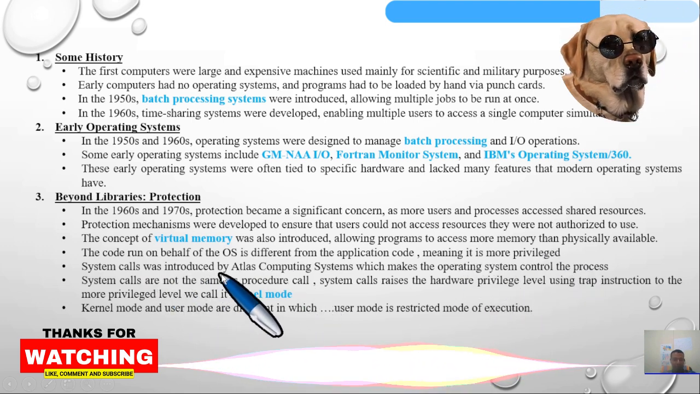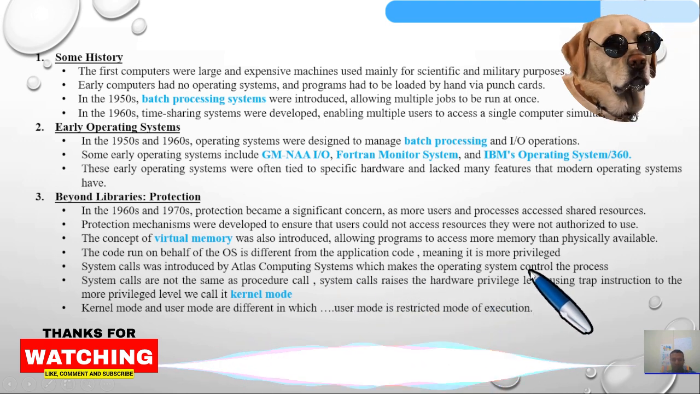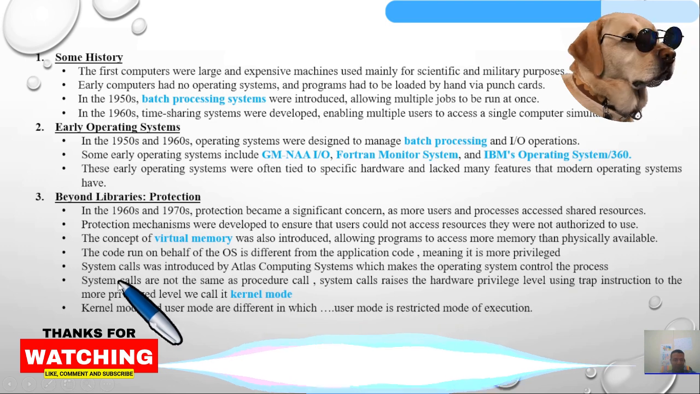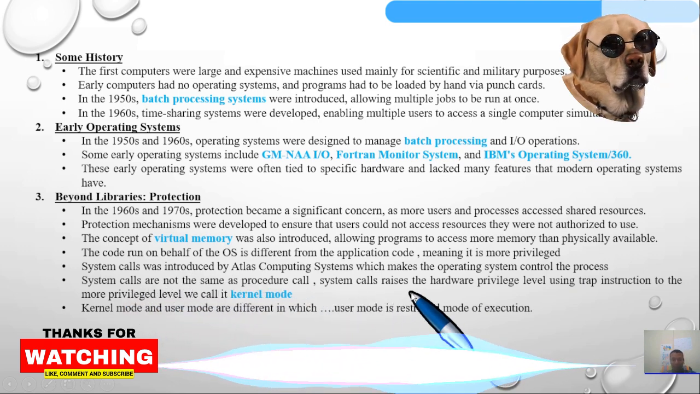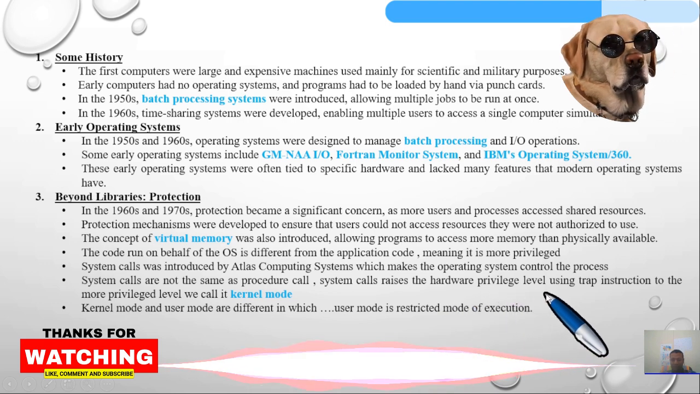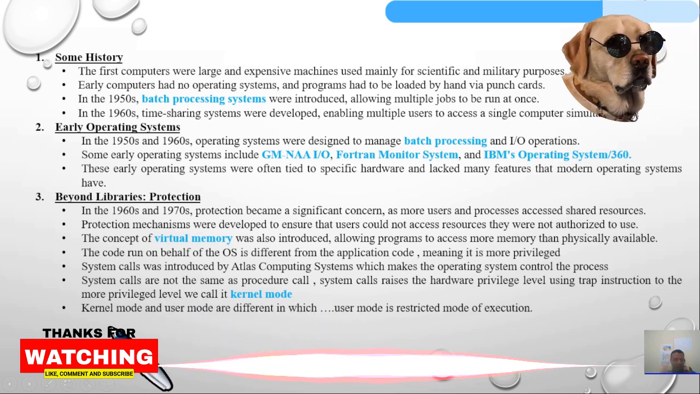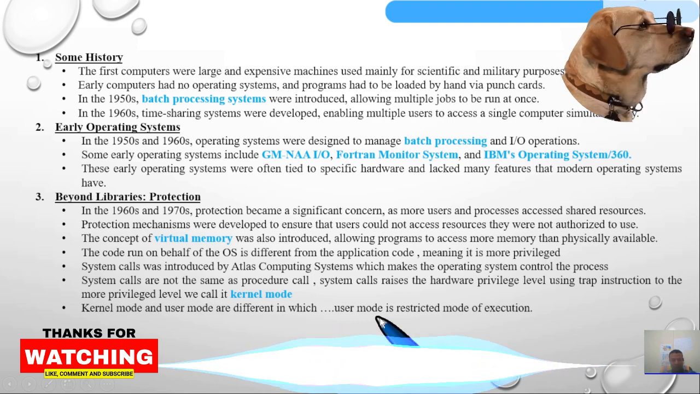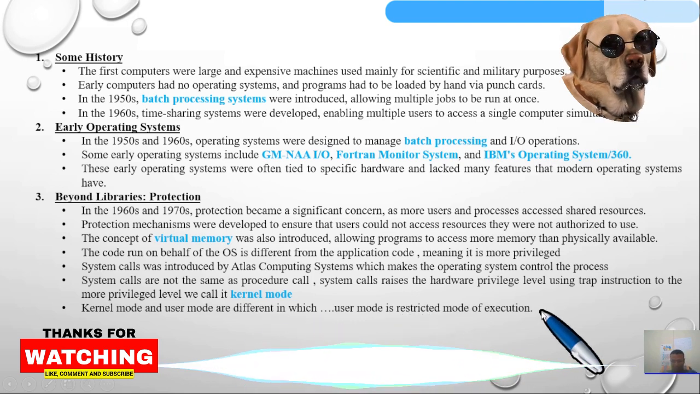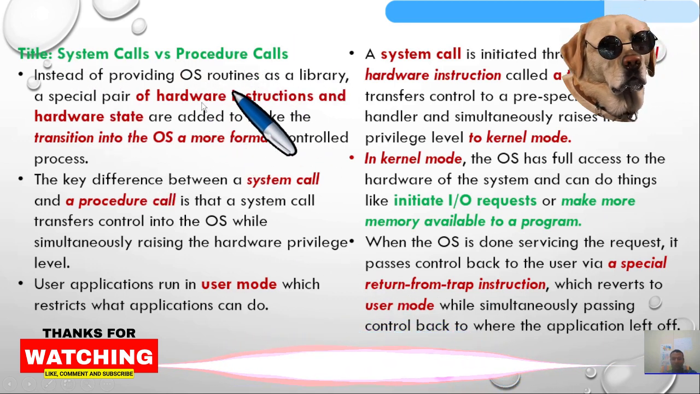System calls were introduced by the Atlas computing systems, which makes the operating system control the process. System calls are not the same as procedure calls. System calls raise the hardware privilege level using a trap instruction to the more privileged level, which we call kernel mode. Kernel mode and user mode are different in use, in which user mode is a restricted mode of execution. So, system call versus procedure call.